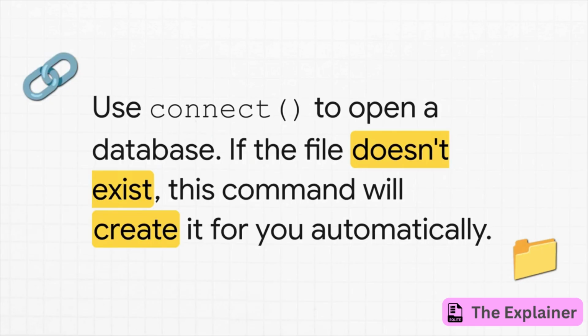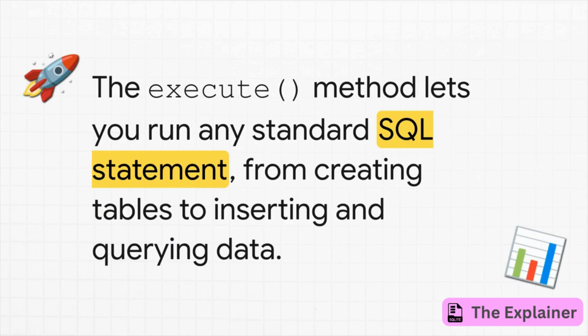Step 2, you connect. You tell it what file you want to use. And here's that zero configuration magic again. If the file my_app.db doesn't exist, this one line of code just creates it for you. No extra steps. It's brilliant. Then you're off to the races.